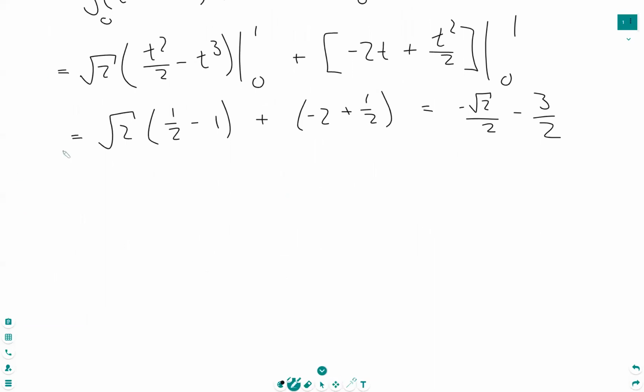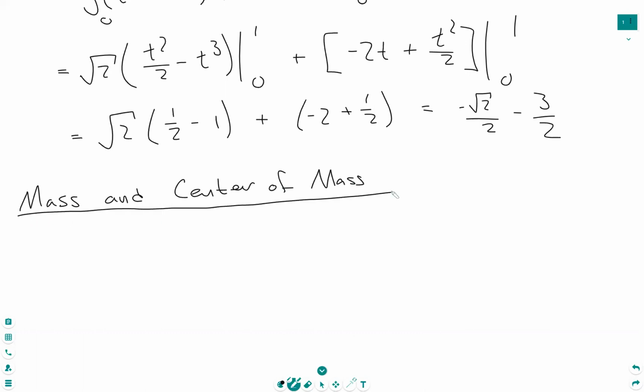So the next thing we'll talk about is mass and center of mass. A physical meaning of the line integral of f ds could be to calculate the mass of a very thin wire that has some variable density.